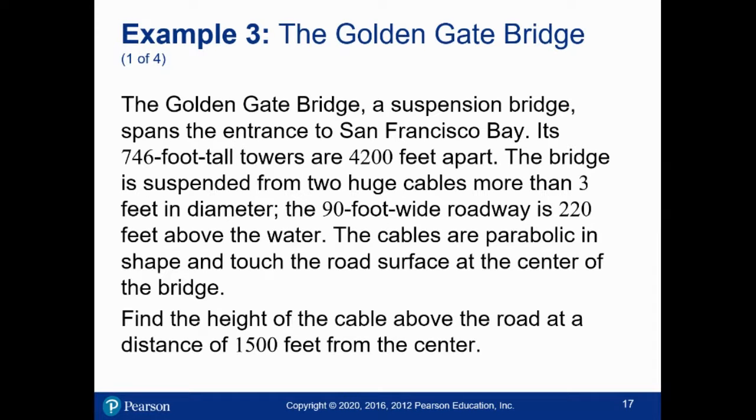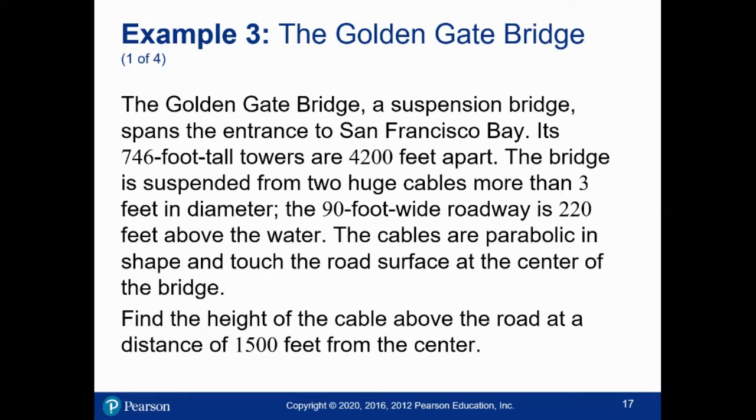It spans San Francisco Bay. It has 746-foot tall towers. There are 2 of them. They are 4,200 feet apart. And there are 2 enormous cables. They are quite thick, 3 feet in diameter. So the 90-foot wide roadway is 220 feet above the water, and the cables are shaped as a parabola. This is actually not quite true, but for the sake of this problem, let's just simplify it.